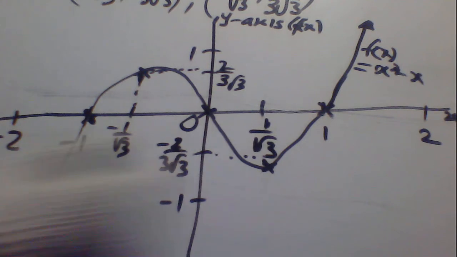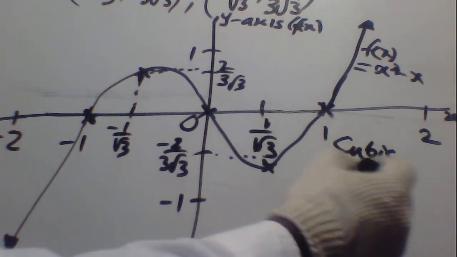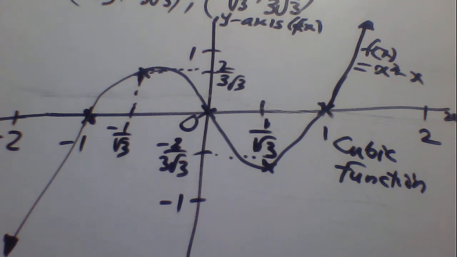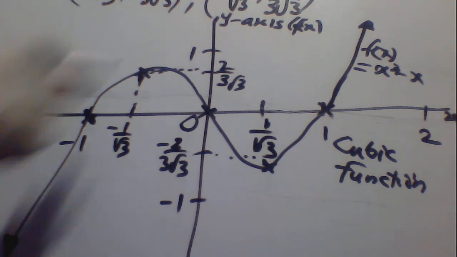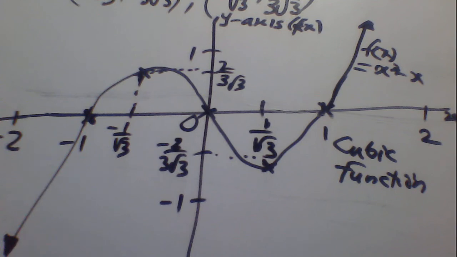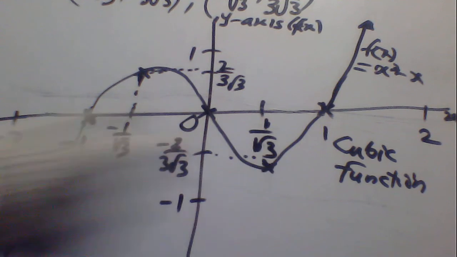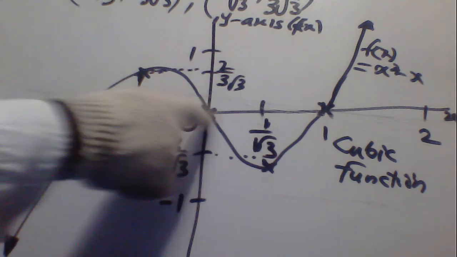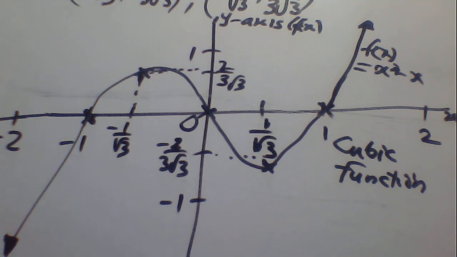For such reason, this is a cubic function, in the sense that it has two turning points. It has a maximum here and a minimum at this point, and again it has 3 intercepts, because it intercepts the x axis at 3 points, at 0, at 1, and at -1. So this is an example of a cubic function. Do you have any question?